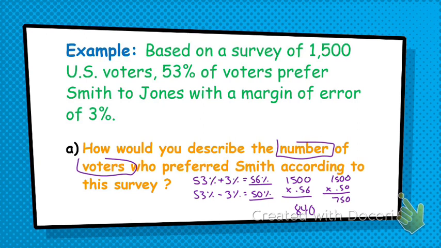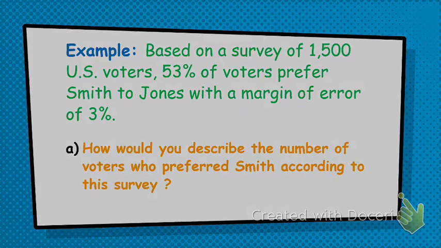So those out of the 1,500 that preferred Smith to Jones would be somewhere between 750 and 840. I can say preferred Smith over Jones because we have a margin of error of 3%.